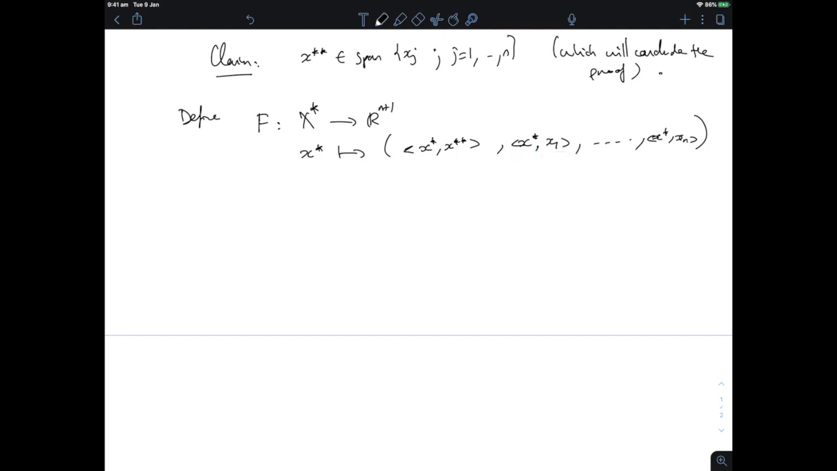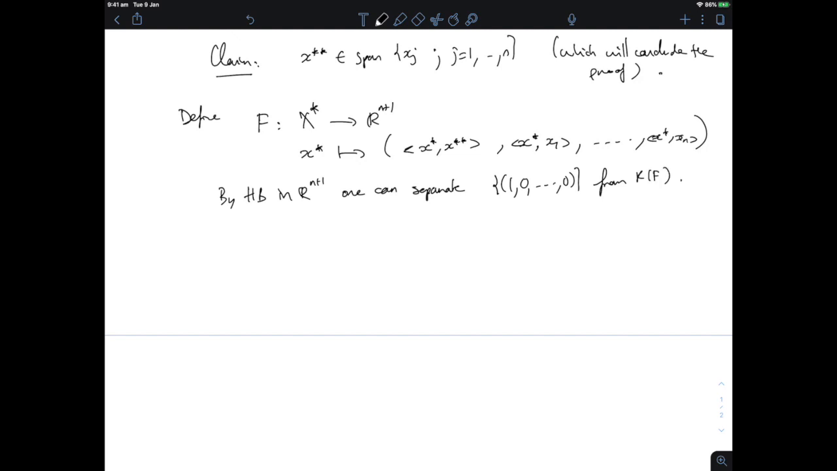Okay, so I have a map here from x star to R^(n+1), and I can use the Hahn-Banach theorem in R^(n+1). And then Hahn-Banach would tell me that I can separate the single point (1, 0, ..., 0) from the range of F, right?